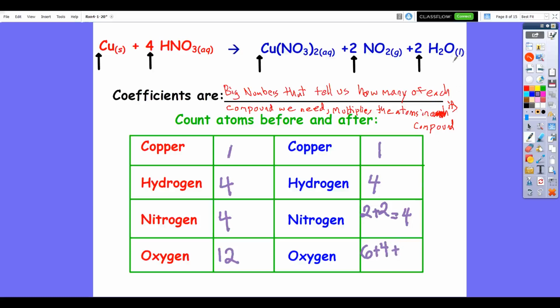And then here in water, I've got no subscript, so it's just a 1 times my coefficient of 2, so that's a 2. So I add all of this up, 6 plus 4 gives me 10, plus 2 gives me 12 oxygens. Now, a very important thing I have not mentioned yet is I always need to start and end with the same number of atoms. I started and ended with 1 copper, 4 hydrogens, 4 nitrogens, 12 oxygens.